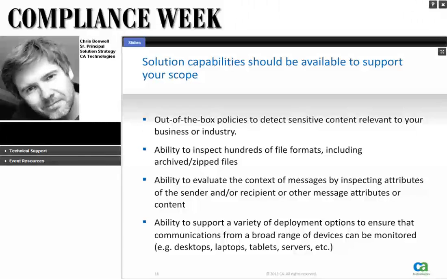And then finally, from a deployment perspective, you need to figure out what are we monitoring here? We know the data we're monitoring. We know the customers we're monitoring. How are they communicating? Are they using desktops, laptops? Are they using Outlook Web Access? Are they using tablets, mobile phones?